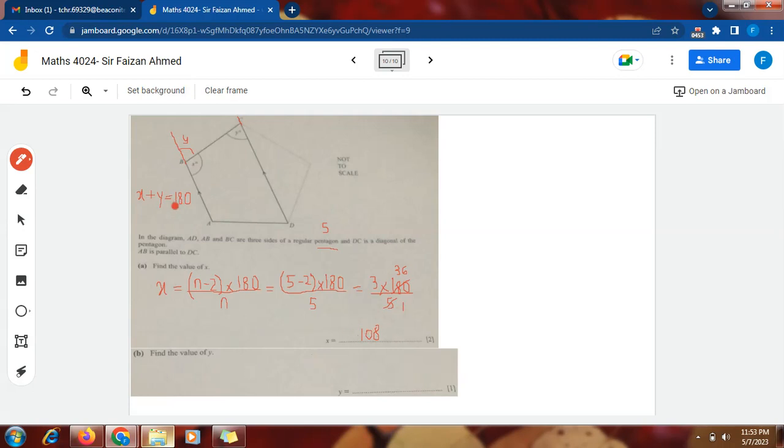And since I know the equation x plus y equals 180, now putting the value of x, x is 108. So 108 plus y equals 180, because these two are supplementary angles and the sum of supplementary angles is 180. I shift this 108 to the other side, where it gets subtracted, and the value of y is 72 degrees.